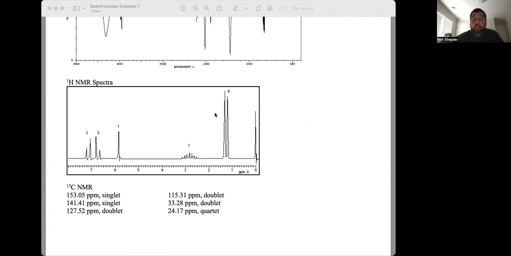But if I add up all of my integration values and it matches the number of hydrogens I have, then I know I've found all my hydrogens. And so that means that the integration values are the actual number of the hydrogens that are contributing to that signal. And so I have 6, 7, 8, 9, 10, 11, 12. And so that matches my number of hydrogens. So I know there's not a huge amount of symmetry in this case.